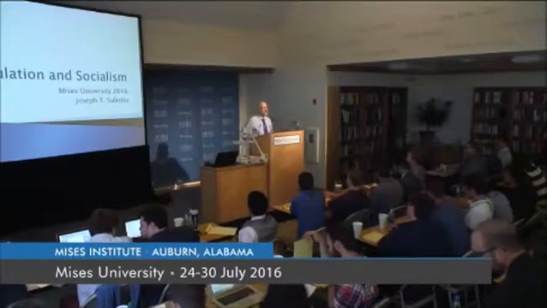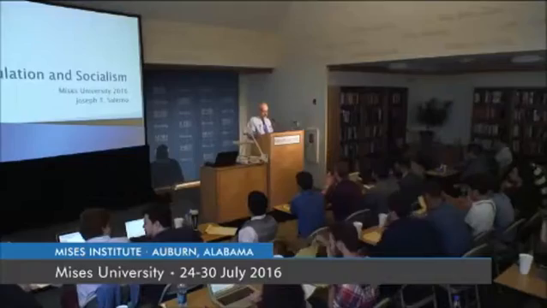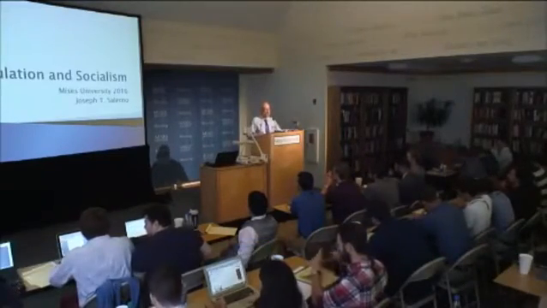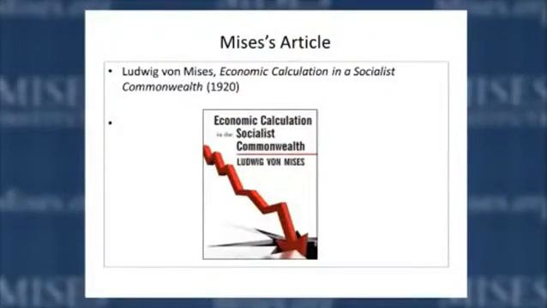My topic this morning is calculation and socialism. And I want to start by bringing to your attention a very important article, probably the most important economics article written in the 20th century. That's the article by Ludwig von Mises, which appeared in 1920 in German. It wasn't translated into English until 1934, and it's called Economic Calculation in the Socialist Commonwealth. We have a copy of it as a pamphlet. And I highly recommend the epilogue by a modern Austrian economist. It sheds a lot of light on the article.